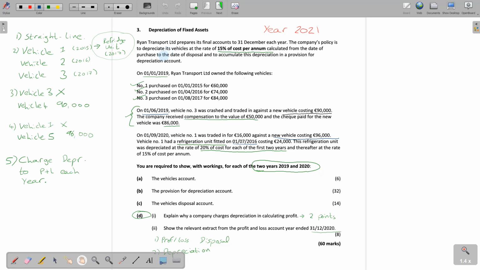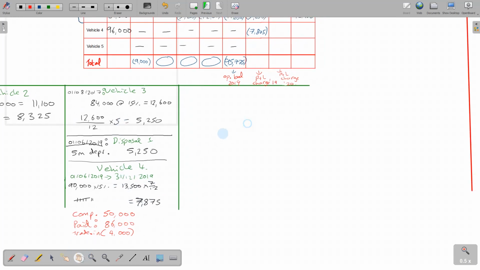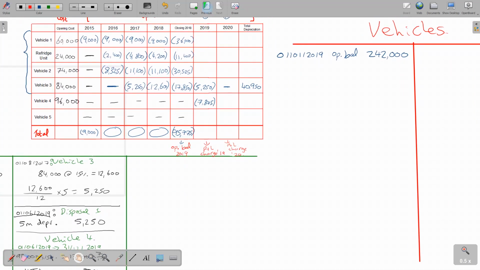So the cheque paid was 86,000 and the compensation was 50,000. So essentially that means the trade-in is €4,000. And the trade-in is €4,000 because if it's worth 90,000, we only paid 86,000, then we would have traded in van 3 for 4,000. So we didn't get much for van 3. So that is adjustment 2019.